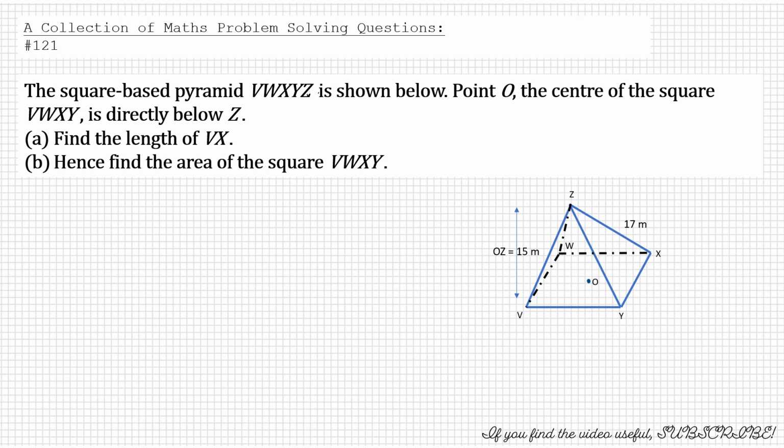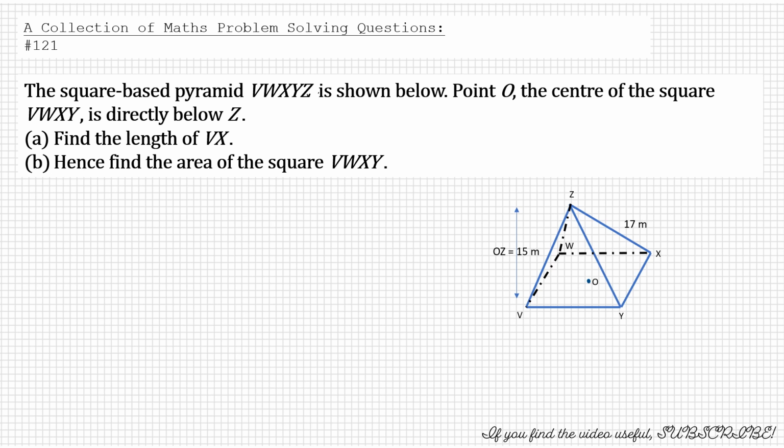The square-based pyramid VWXYZ is shown below. Point O, the center of the square VWXY, is directly below Z. Find the length of VX. Hence, find the area of the square VWXY.